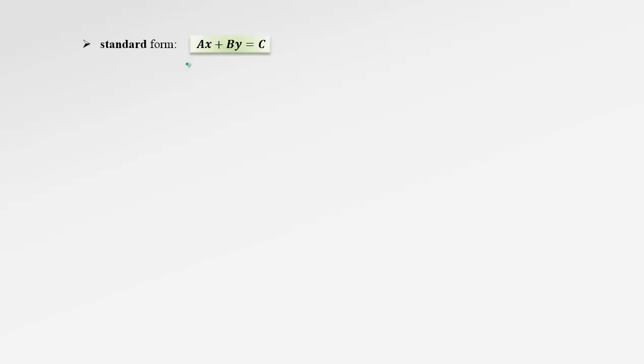The next form of a linear equation is standard form. This is a form ax plus by equals c, where a, b, and c are relatively prime. That means you can't reduce them anymore. We also like to keep a, b, and c as integers. So if there are any fractions, we can always multiply by the denominator to get rid of those fractions. And finally, we like to keep a positive number. So if by any chance it becomes negative, we can always multiply the whole equation by -1 to start with a positive a.